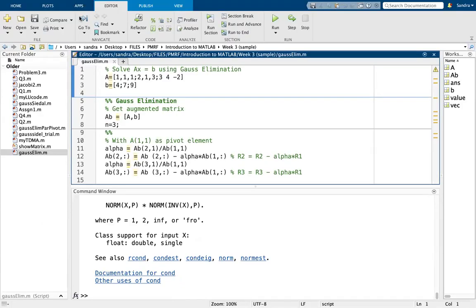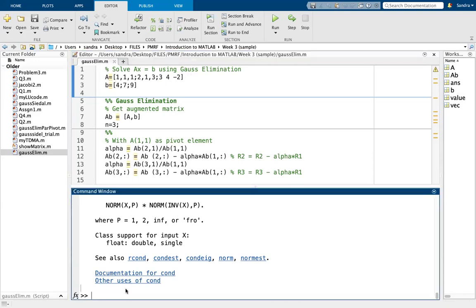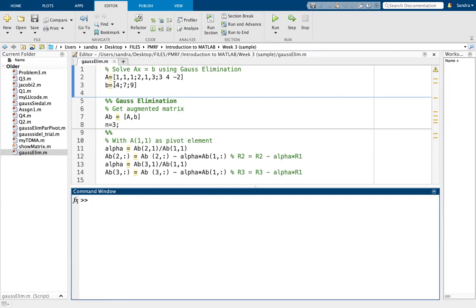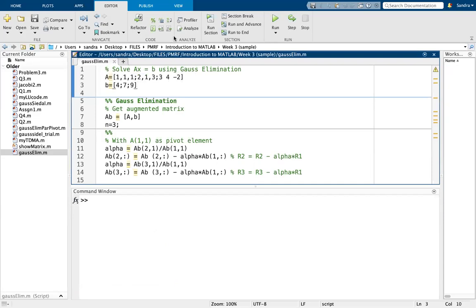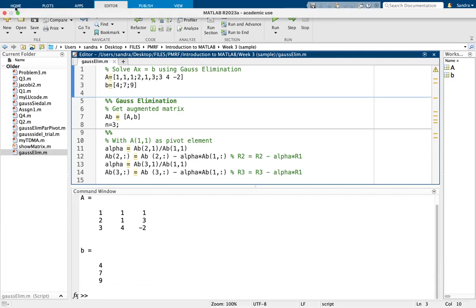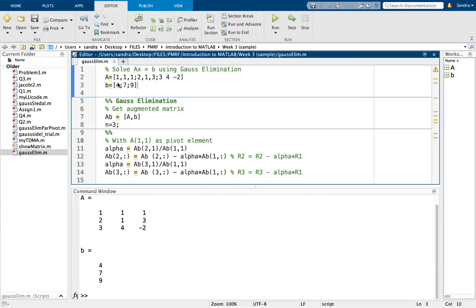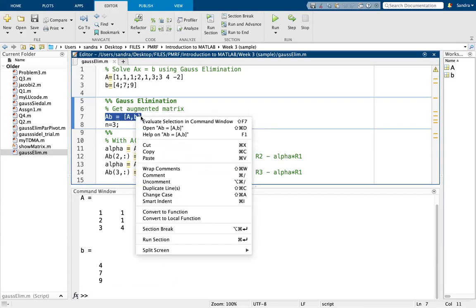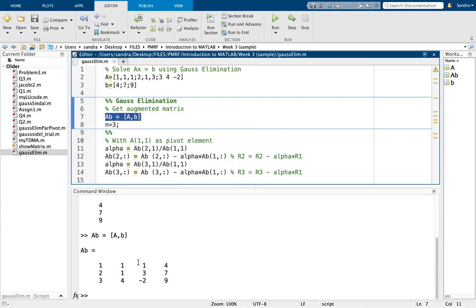So this is the code for Gauss elimination. First, I have to create the augmented matrix. Let me clear the command window with clc and run this section. I got the A matrix and the B matrix, and then you create the augmented matrix. This is how you create it. The augmented matrix is created.